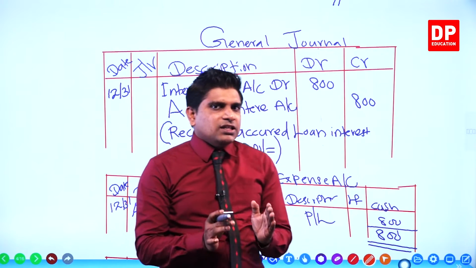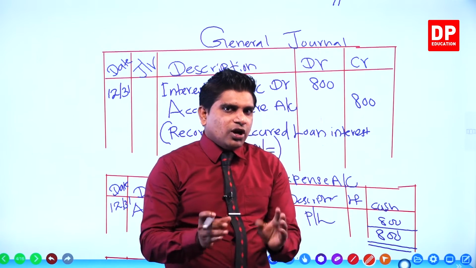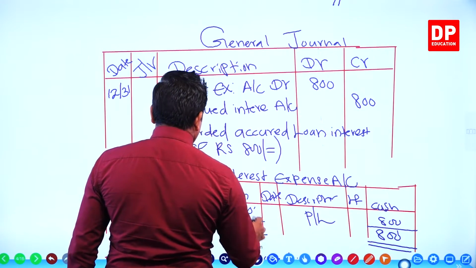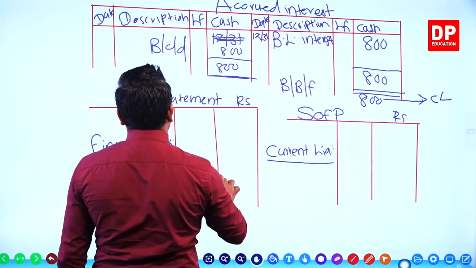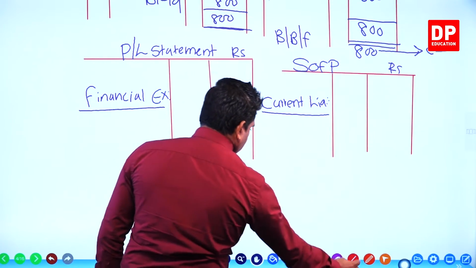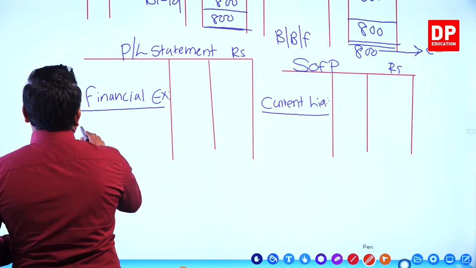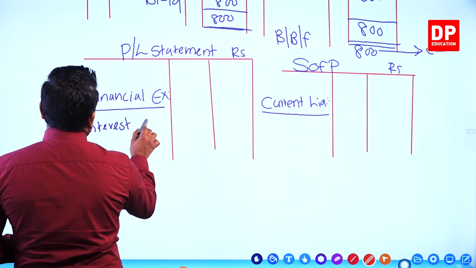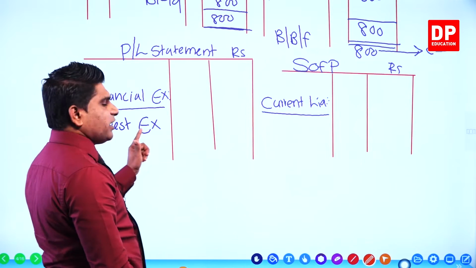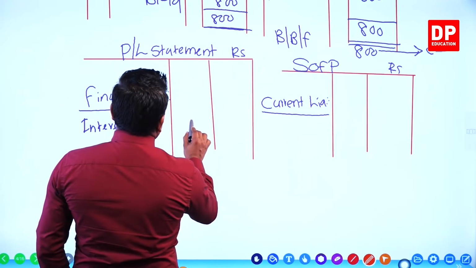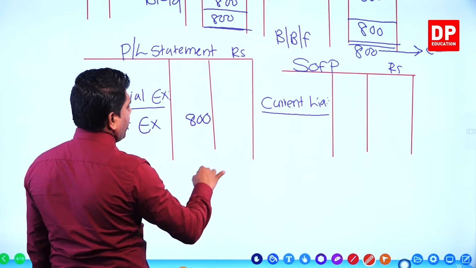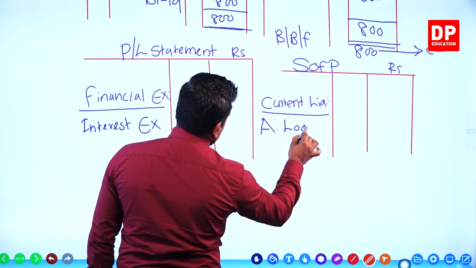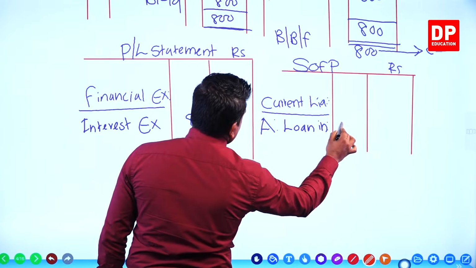Now we have entered the details in the ledger accounts and general journal also. Now we have to bring the details to the financial statements, right? Profit and loss, under the financial expense, because it's a loan interest. Interest expense. If you want, you can write bank loan interest expense, right? 800 rupees. The full amount to be paid, still not paid. So accrued, A means accrued loan interest. Loan interest, how much? 800.